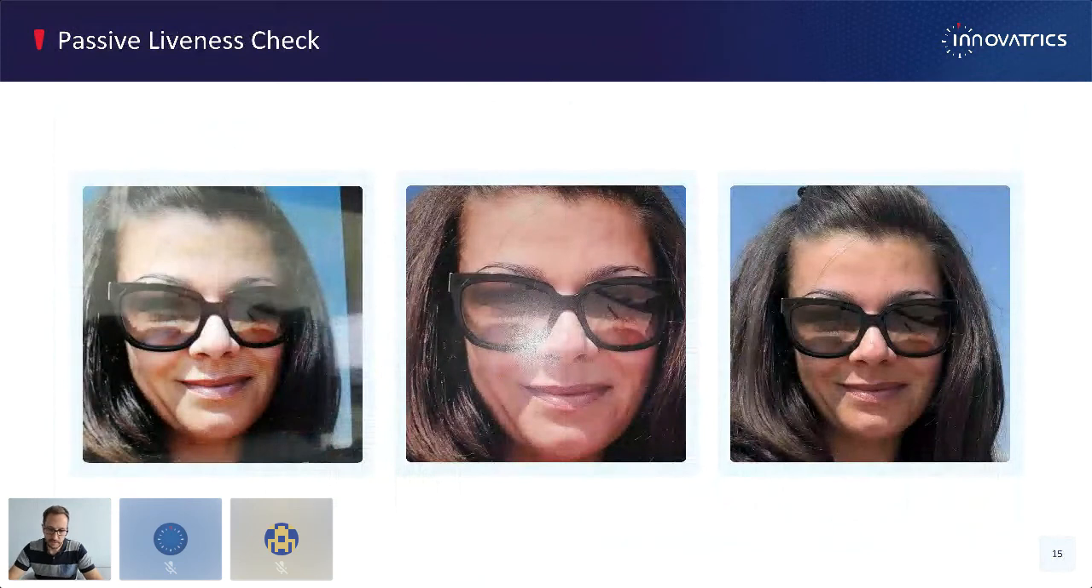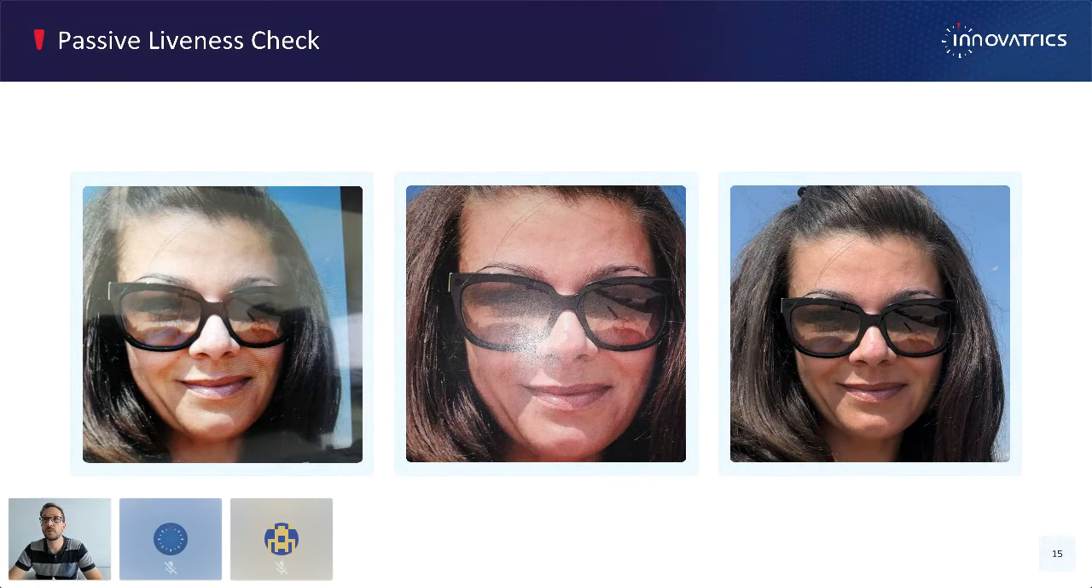Next factor is something we call liveness check. And of course, there are two approaches to this. One is the so-called passive liveness check. What does it mean? It means the user doesn't need to do anything, and probably doesn't even know that something in the background is checking the liveness of the user.